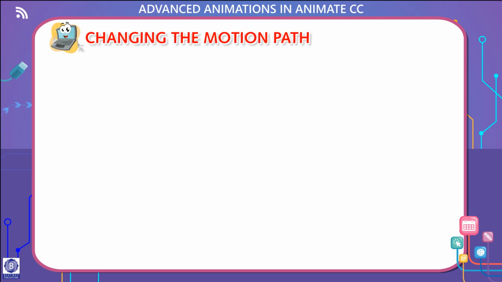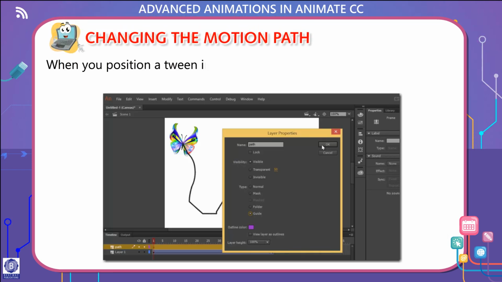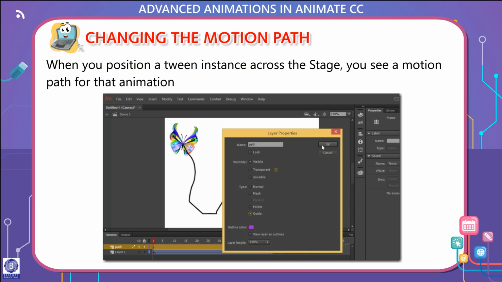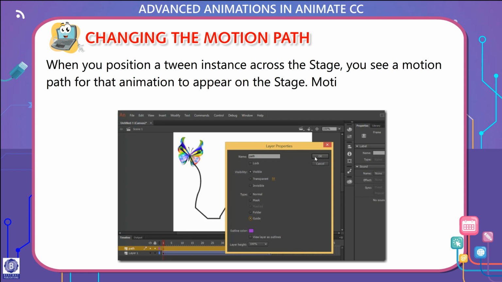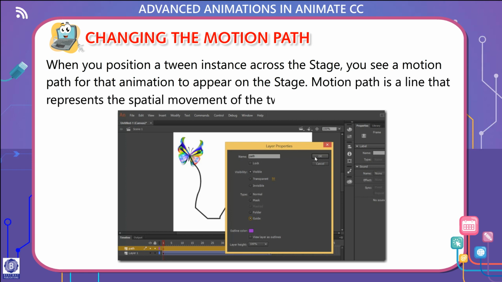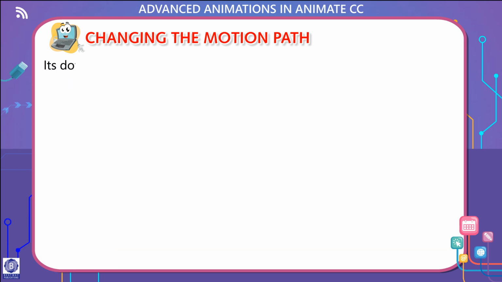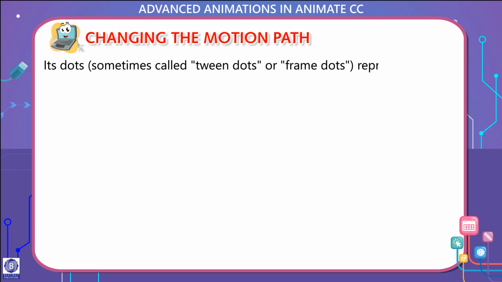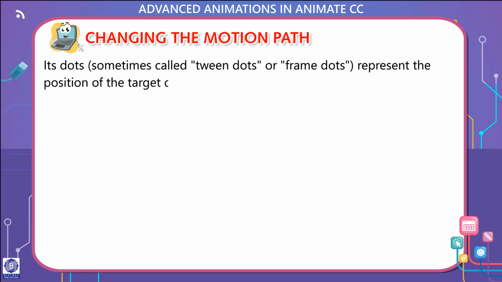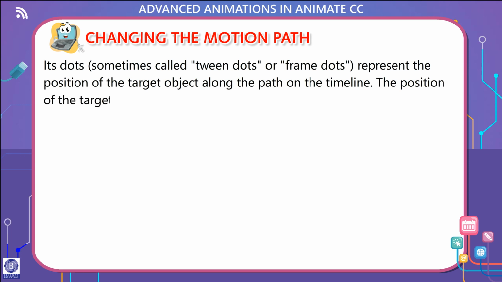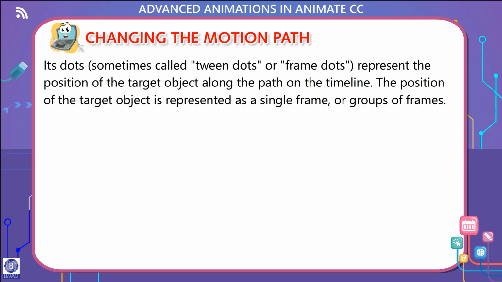Changing the motion path. When you position a tween instance across the stage, you see a motion path for that animation appear on the stage. Motion path is a line that represents the spatial movement of the tweened instance. Its dots, sometimes called tween dots or frame dots, represent the position of the target object along the path on the timeline. The position of the target object is represented as a single frame or groups of frames.